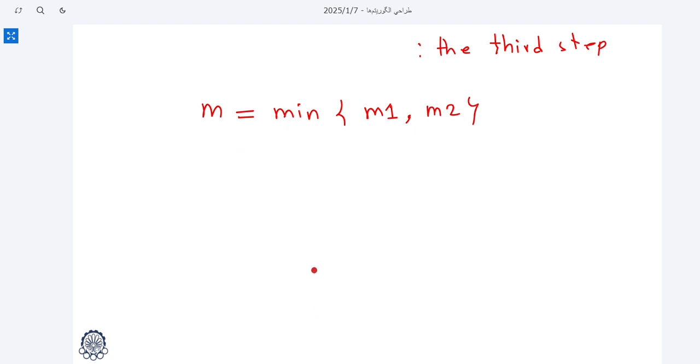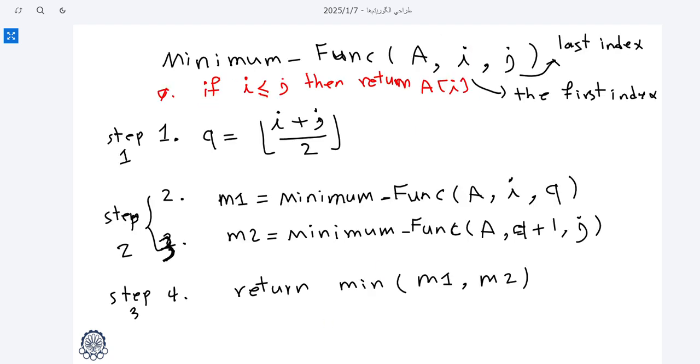If we put all of these things together, we get this code. The name of our algorithm is minimum func. The input is array A. The first index is i. The last index is j.